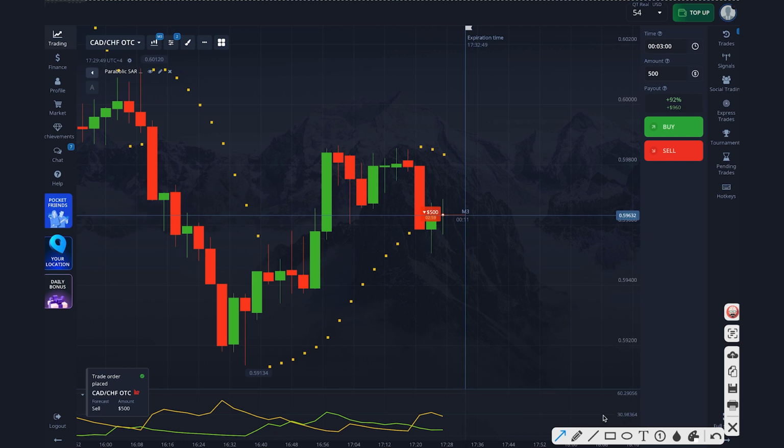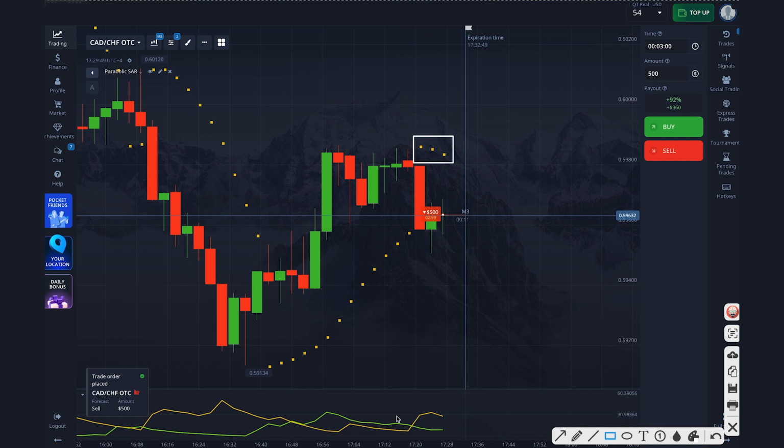Look, the first signal comes from the parabolic SAR indicator. When the indicator dots appear above the candles, it signals the beginning of a downtrend. Parabolic SAR helps to determine when the market is changing direction, and in this case, its location above the candles indicates the dominance of sellers and the beginning of a price decline.